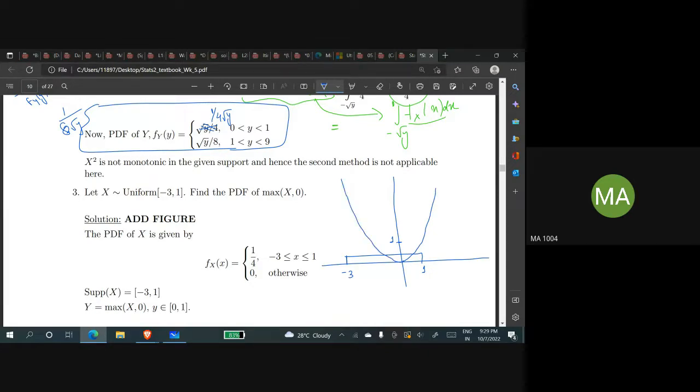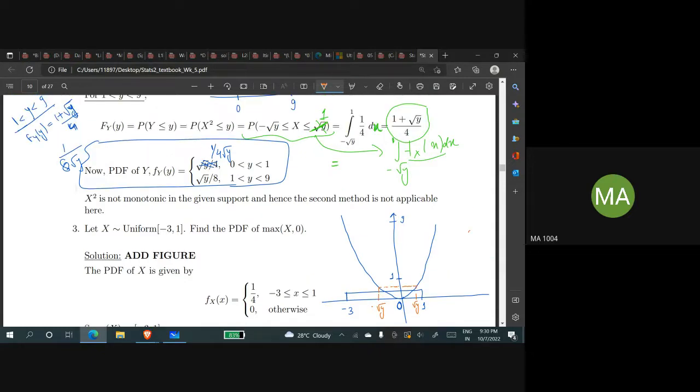Okay. So this is your y. Let's say this is 9. So for any y that you take between 0 to 1, say this is a y, you see that x is lying between minus root y to root y, right? It's minus 1 to 1, positive 1, if you take it between 0 to 1. So this is what we have done.